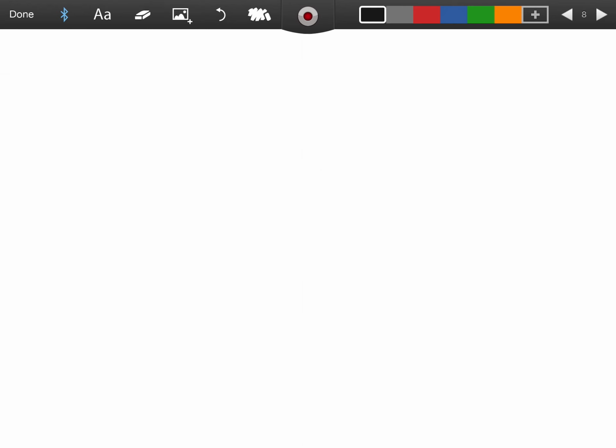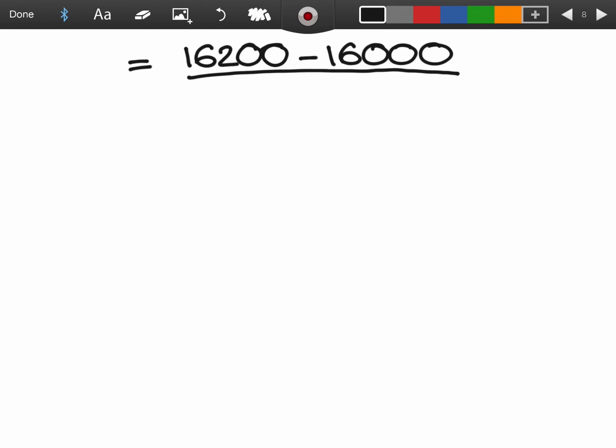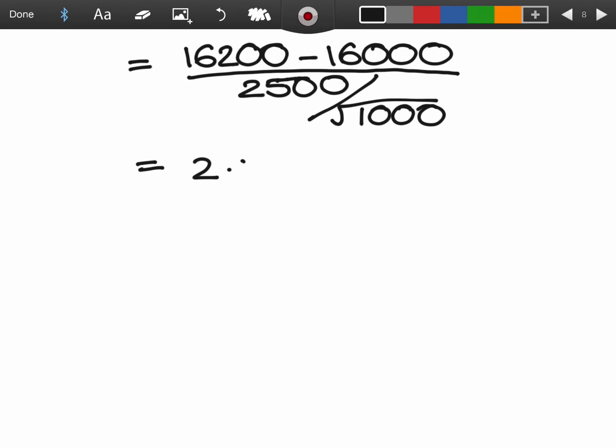So I'm going to have to do this on the next page. That equals the sample mean was 16,200, population mean was 16,000, divided by, now the standard deviation was 2,500, and our sample size was 1,000. So square root of 1,000. If you compute that on a calculator, you get 2.53. So that is your z value, that is your test statistic. That's what we're going to use to compare to the critical value to see whether we're going to reject or fail to reject our null hypothesis.